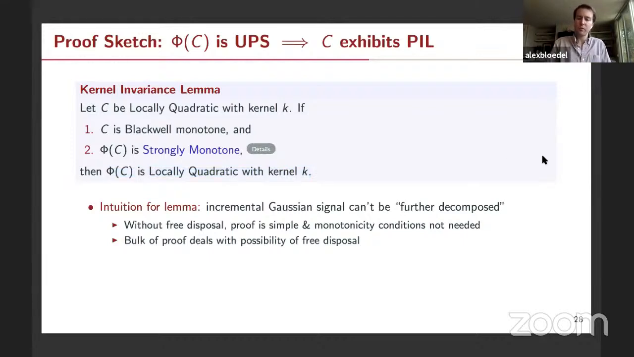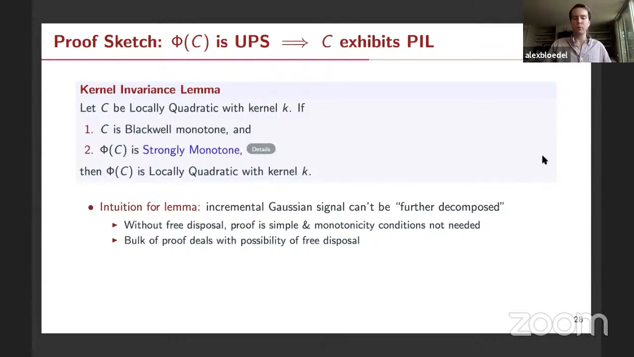The basic intuition for this is that when you're looking at the cost of an incremental Gaussian signal, because it's only moving beliefs by a very, very small amount, in some sense, it can't be further decomposed into even smaller signals. So this means that any approximation for the direct cost must also translate to an approximation for the indirect cost. Now, that of course is just a loose intuition, but without free disposal rounds allowed in the optimization, the proof is actually not much more than that.